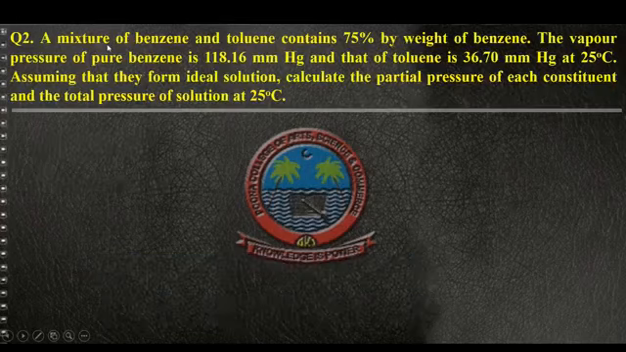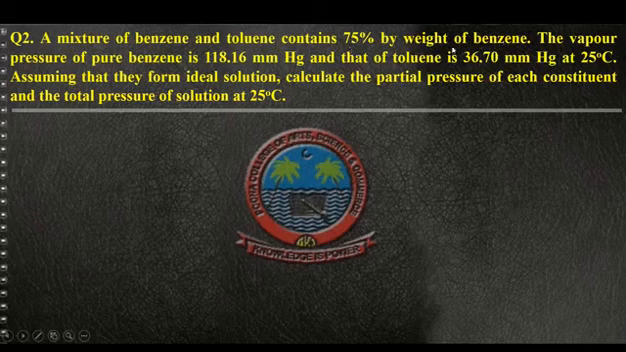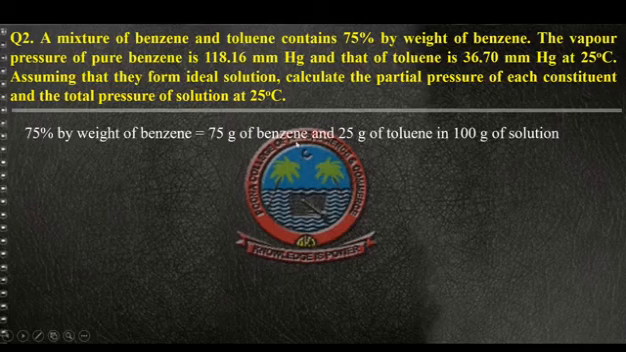Second question. Now instead of giving the moles, they have given the weight. 75% ऑफ अ सोल्यूशन इज बेंजीन. इसका मतलब है अगर आपने 100 ग्राम सोल्यूशन लिया है तो 75 ग्राम्स बेंजीन होगा, 25 ग्राम टोलुइन होगा. सो 75 ग्राम ऑफ बेंजीन, 25 ग्राम्स ऑफ टोलुइन.